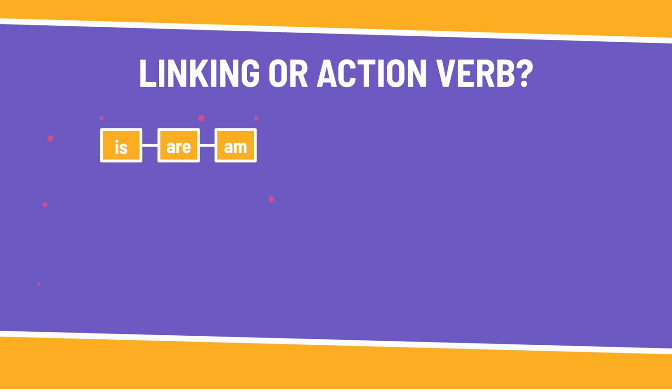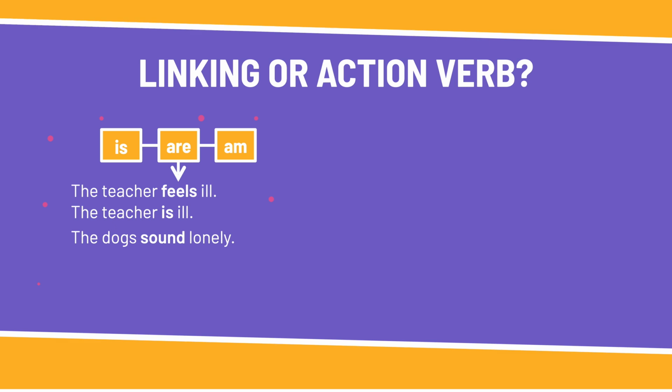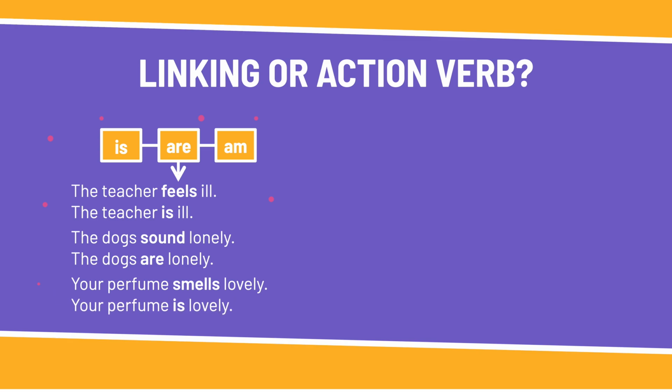Look at these sentences. The teacher feels ill. The teacher is ill. The dogs sound lonely. The dogs are lonely. Your perfume smells lovely. Your perfume is lovely. But if you replace the verb with am, is, or are, and the sentence does not make sense, then the verb is an action verb.